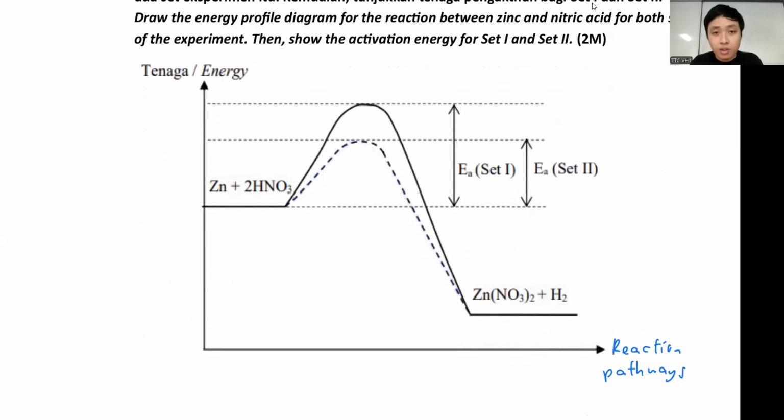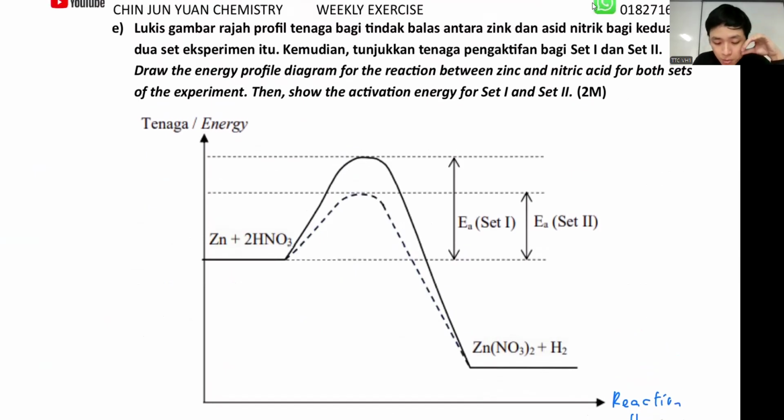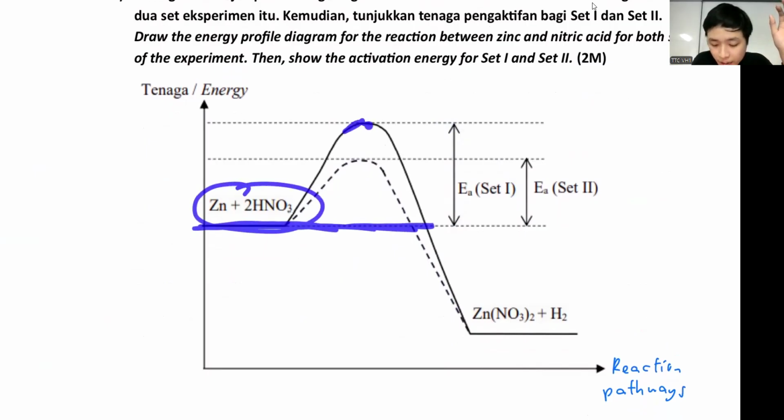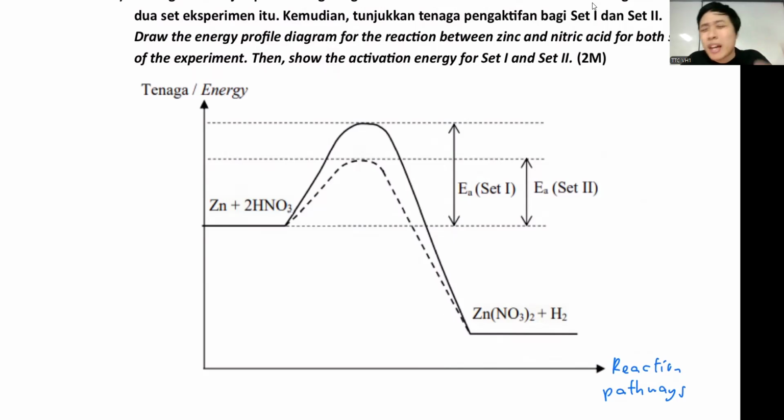Okay, and you label. So this one you label EA set 1. The activation energy is between the reactant and the highest peak of the energy. Okay, because what does activation energy mean? Activation energy is like, in order for your particles to have a reaction, they must have energy first. They must have a certain amount of energy to start the reaction. Okay, if not, they cannot start the reaction.